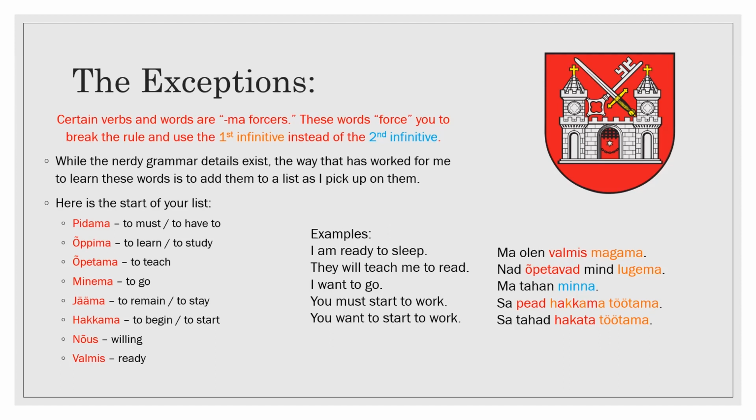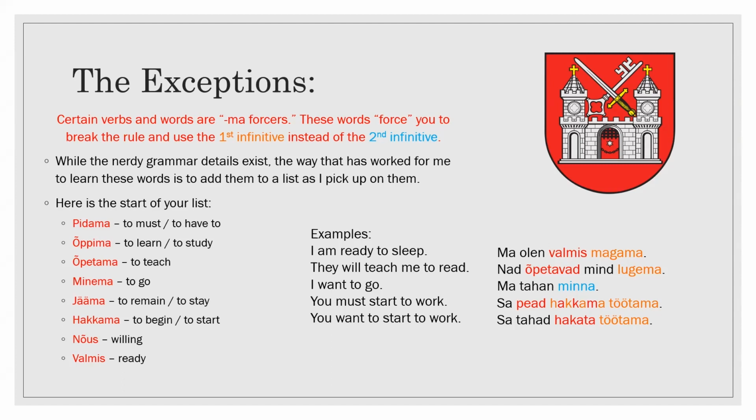And our last sentence here, you want to start the work, shows what it would be like if we didn't have an MA enforcer as that first verb in the sentence. So "sa tahad" is you want, and "tahtma", again, is not an MA forcer. So the next verb, to start, is not going to be in the MA infinitive. It's going to follow the rule and be in the second infinitive. So you want to start: "tahad hakata". But since to start or begin is an MA forcer, it takes that next verb in the sentence to the MA infinitive or the first infinitive, which is "töötama".